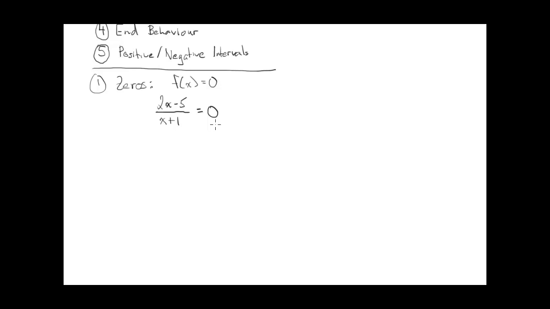A fraction is going to be equal to 0 whenever the numerator is equal to 0, right? Because 0 divided by something is equal to 0. So all we have to do is set p of x, or the numerator, equal to 0. So 2x minus 5 equals 0. Solve for x. So 2x equals 5, or x equals 5 over 2. What that means is if I subbed 5 over 2 into this equation, the numerator would be 0, and I'd have 0 divided by something, which is equal to 0. So therefore, (5 over 2, 0) is the x-intercept.